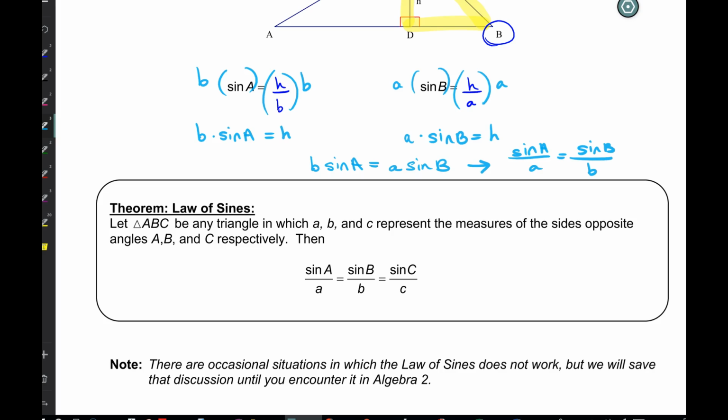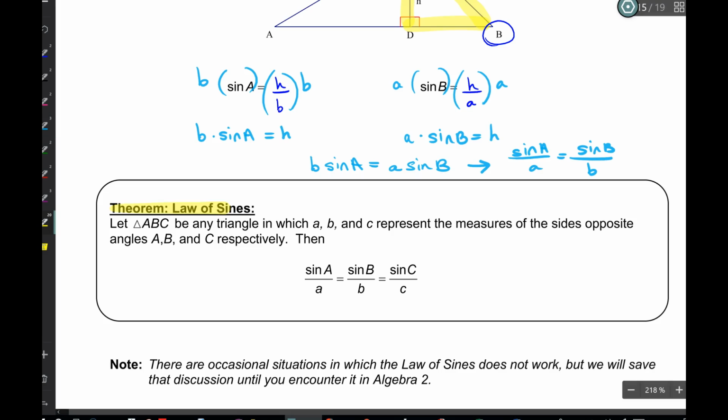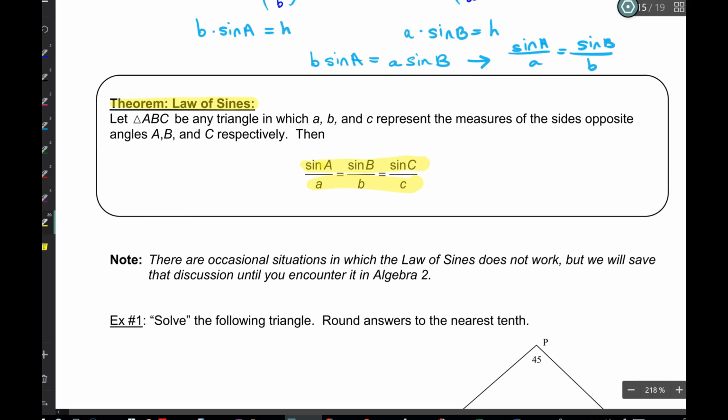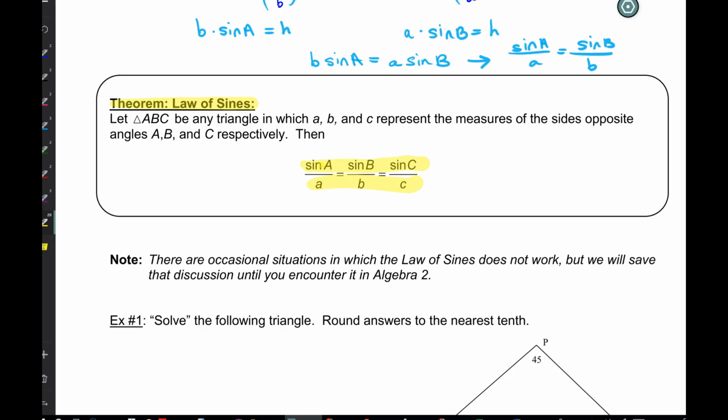Basically, this is our theorem for law of sines. Now, this can be extended to all 3 sides. Usually what we do is you pick 2 sides to work with and 2 angles to work with. You'll see. It's actually not a difficult theorem.